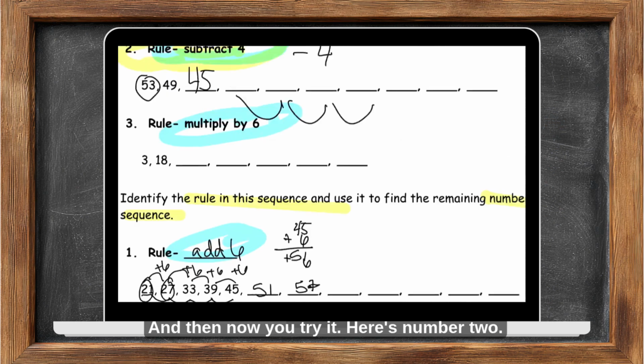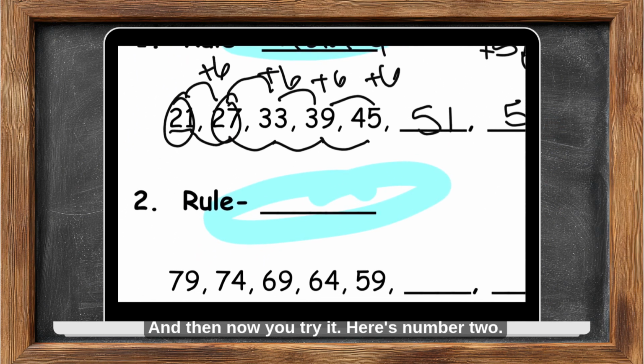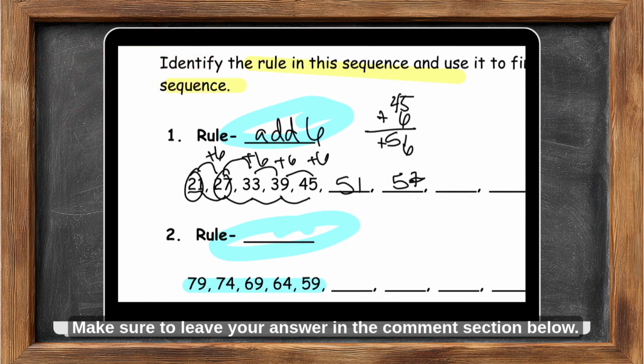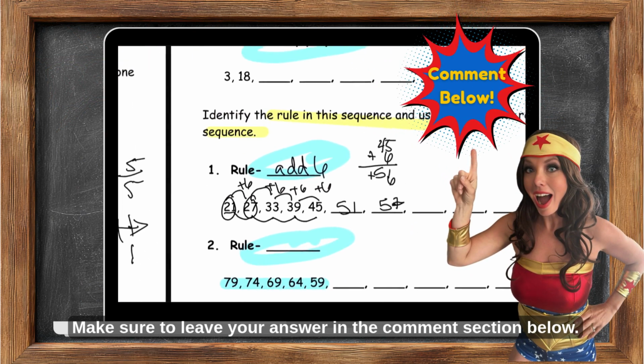And then now you try it. Here's number 2. So we have the pattern 69, 74, 69, 64, and 59. What is the rule? And then complete the sequence. Make sure to leave your answer in the comment section below.